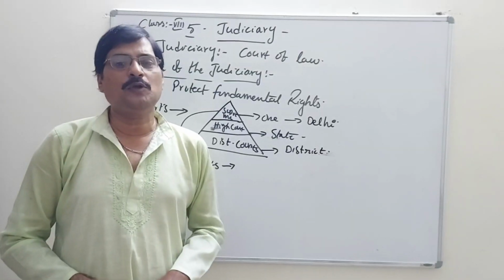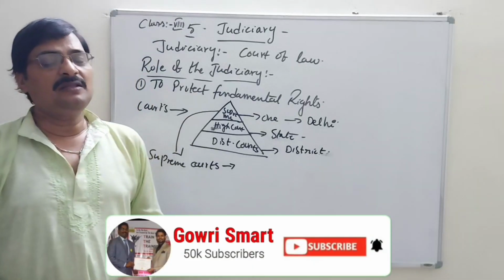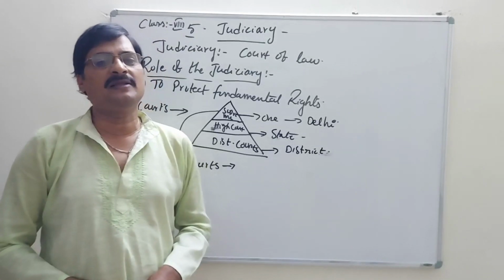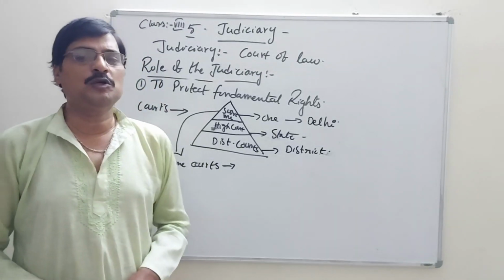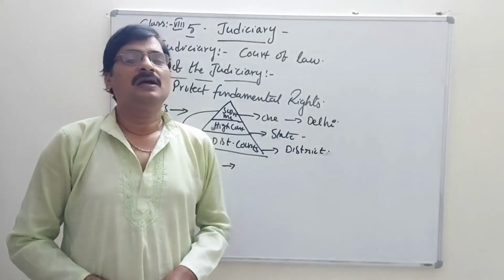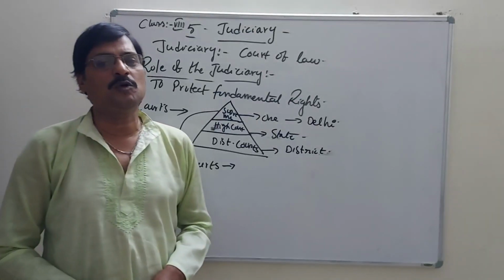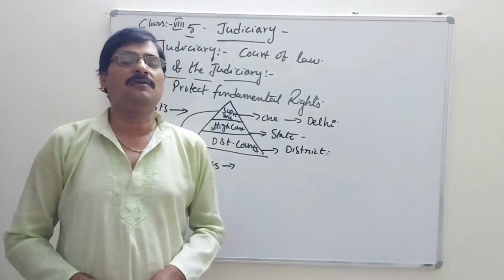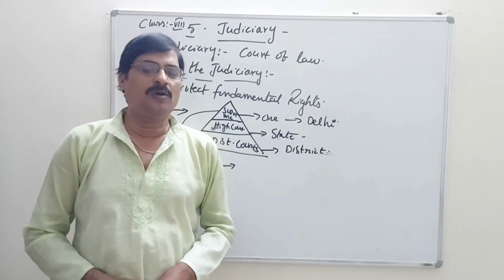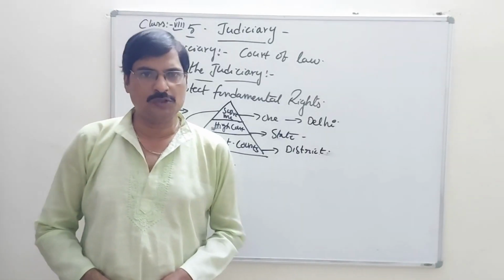The Chief Justice of the Supreme Court is appointed by the President. The remaining 21 judges are appointed by the Chief Justice of the Supreme Court with the help of the President. Am I clear? Again I repeat it. The Chief Justice is appointed by the President, and along with the Chief Justice, both of them appoint the remaining judges in the Supreme Court.